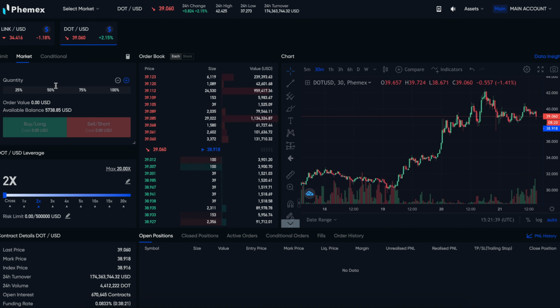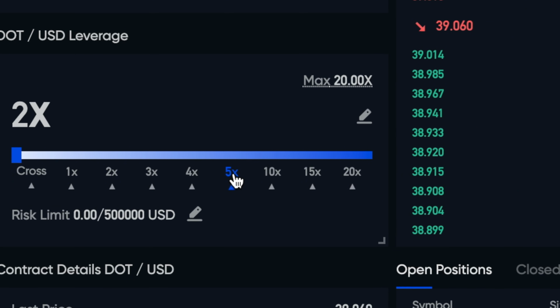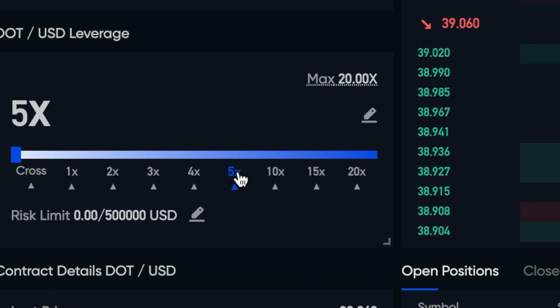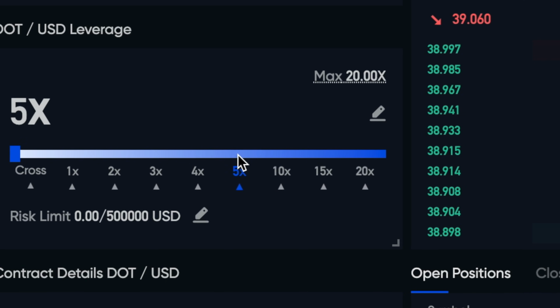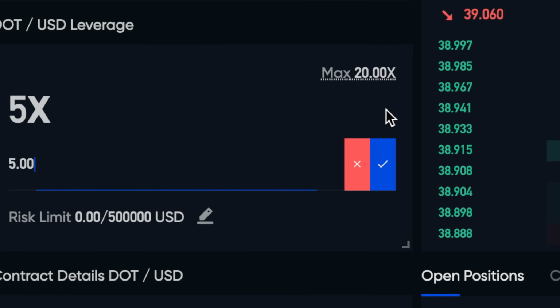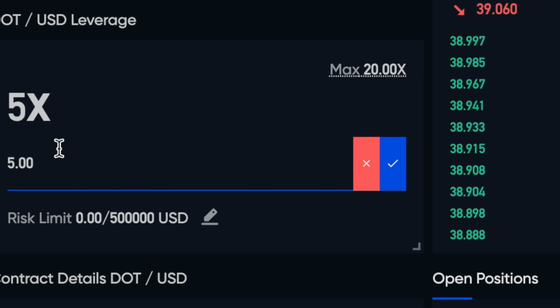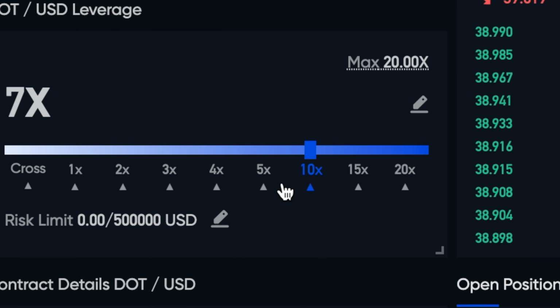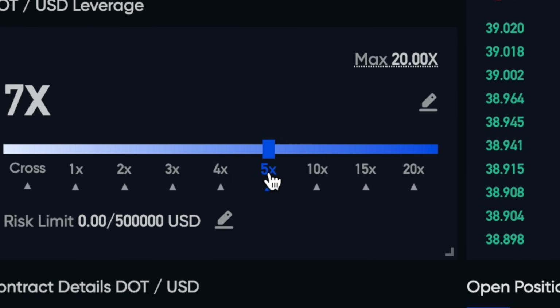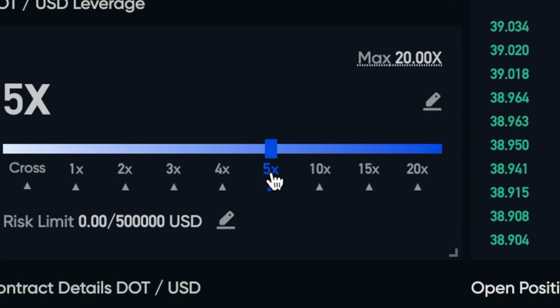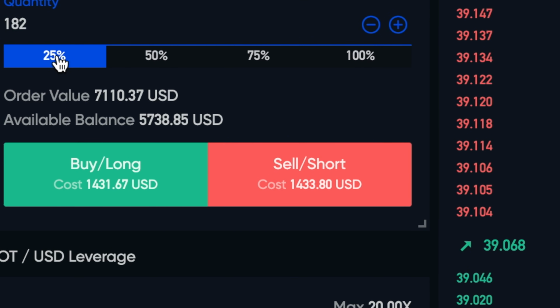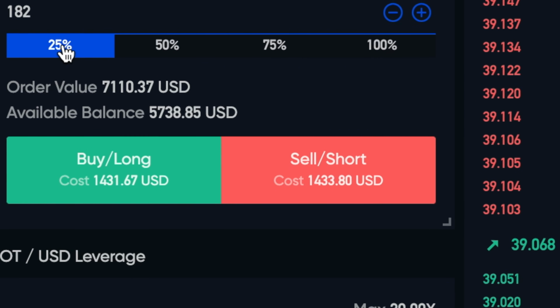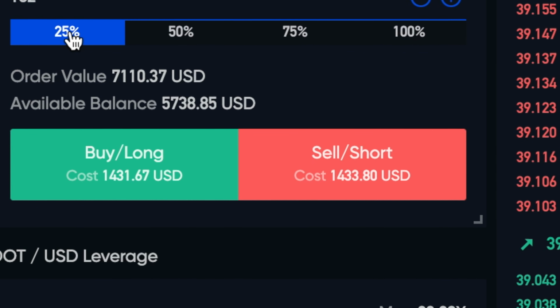If we wanted to do a market order, for example, let's say we want to do some trading with Polkadot. So let's say we want to trade at 5x, right? So you can click on it right here. You can slide the slider or you can click on it. Or if you want, you can come to this pencil and just manually enter it. Say if you wanted to do 7x, you could also do that as well. So currently we're trading at 7, but let's keep our leverage low at around 5. And let's say we want to do about 25%, right? So let's say that we think the price of Polkadot is going to go up.